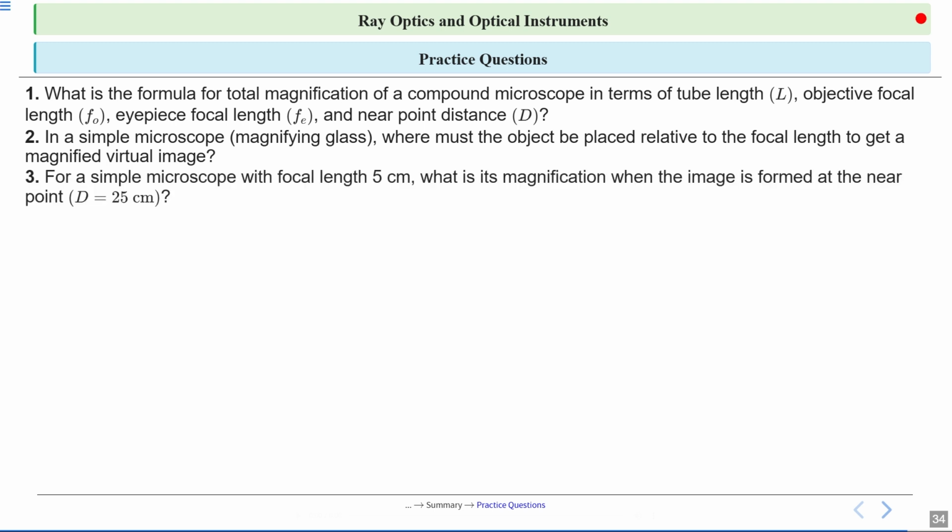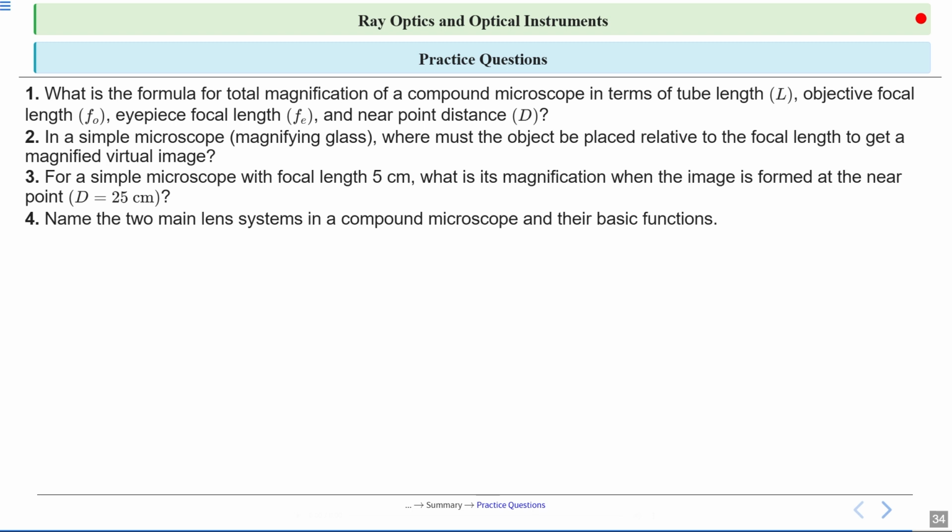Now consider a simple microscope with a focal length of 5 cm. We want to calculate its magnification when the image is formed at the near point, which is typically 25 cm. Remember, magnification is the ratio of image distance to the object distance, and in this case, it's simplified by the near point distance.